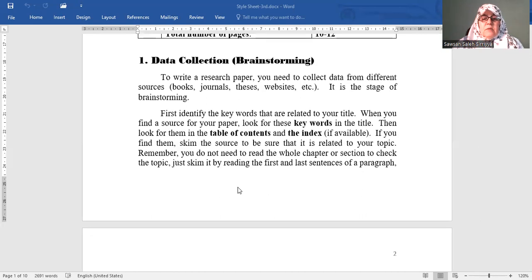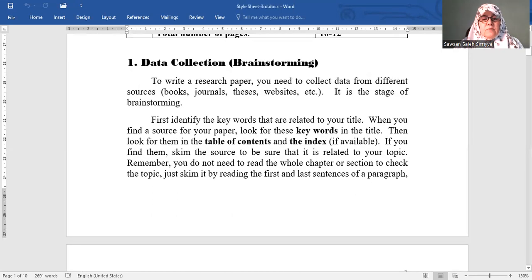First, you need to identify the keywords that are related to your title. When you find a source for your paper, look for these keywords, the most important words in the title. For example, if you are going to write about the tragic hero in William Shakespeare's Othello, so here you have a tragic hero, you have Othello, and you have William Shakespeare. And you have to know that Othello is a play, it's not a poem.